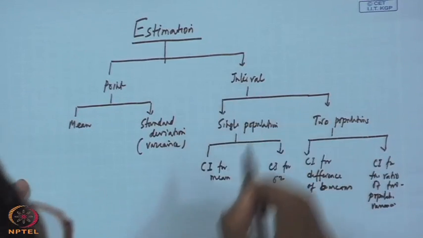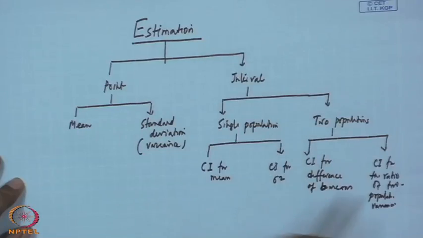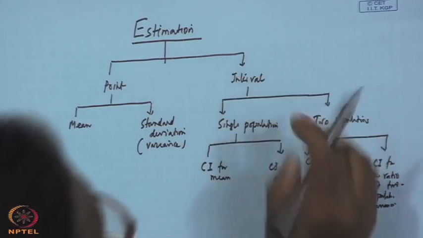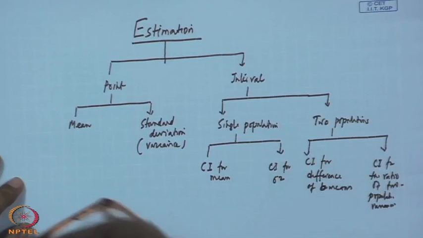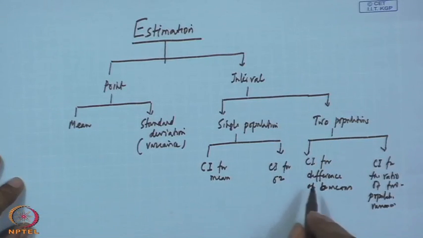Essentially, what will happen here, ultimately you will find when you talk about interval estimation, the logic remains the same, whether we go for a single population or two populations, and the difference you will find is a little bit in the computation.